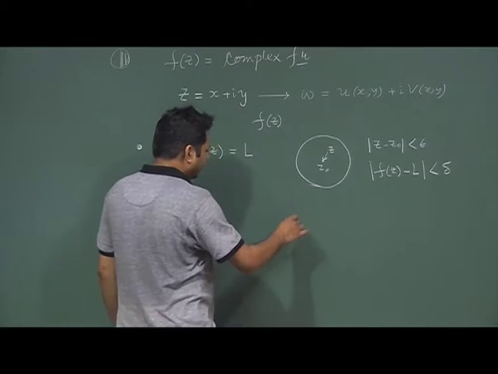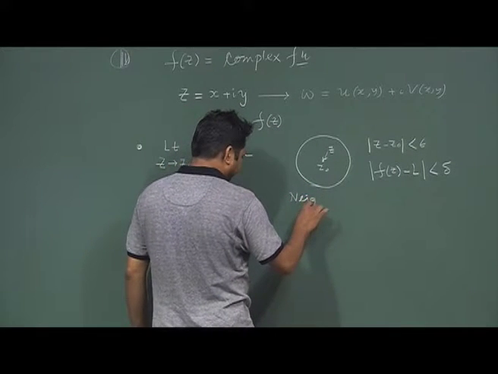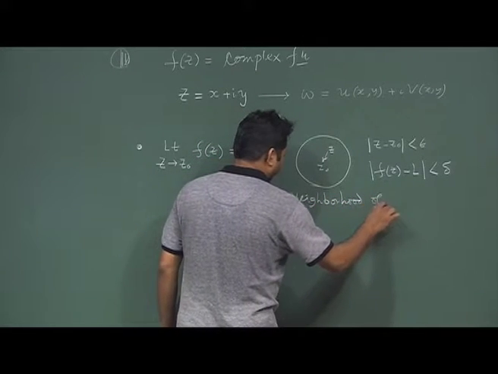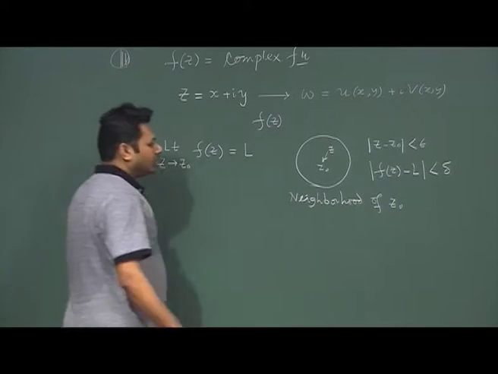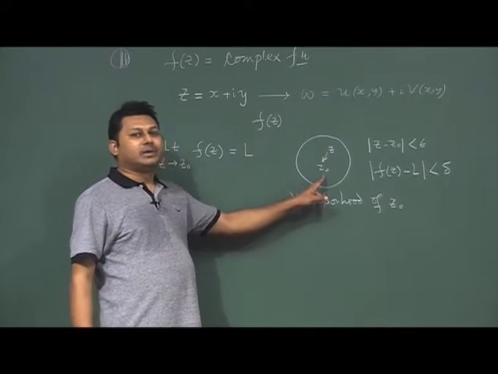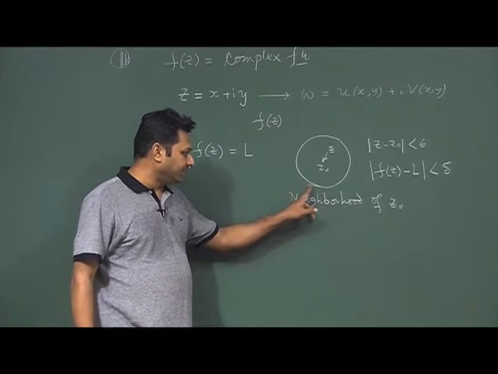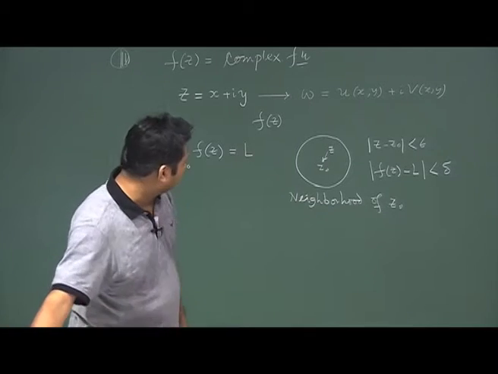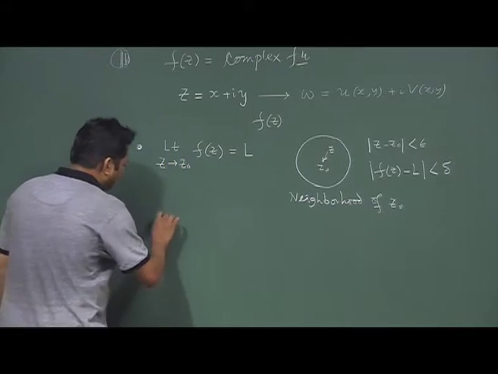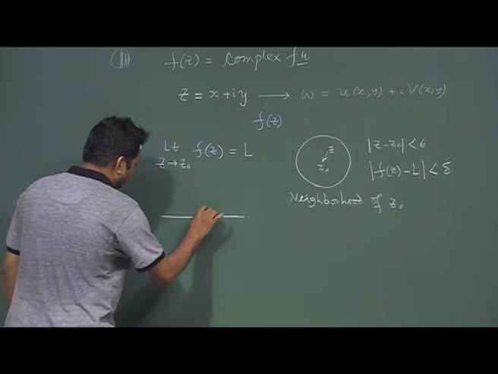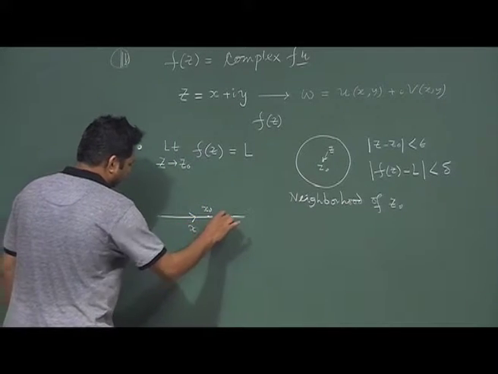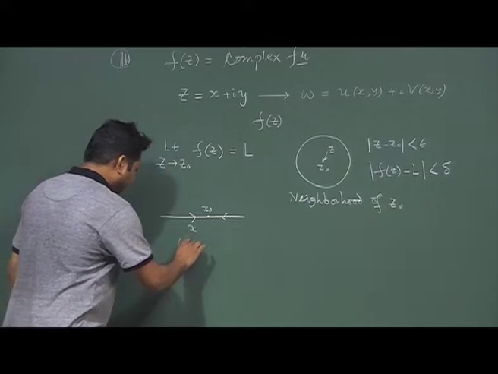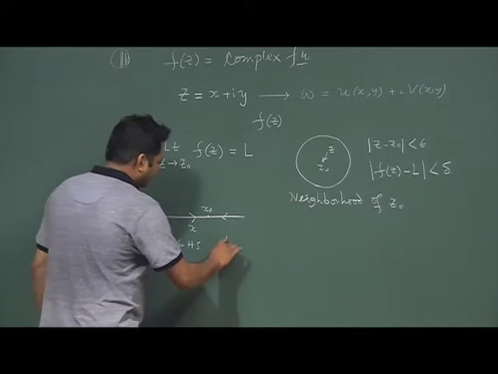So, this is called the disk or neighborhood of z0, and z is approaching this point. Here we have something quite different from what we have in the case of real functions. What is the difference? In the real case, the approach to some point, say x to x0, is only in two ways, either from the left hand side or from the right hand side.